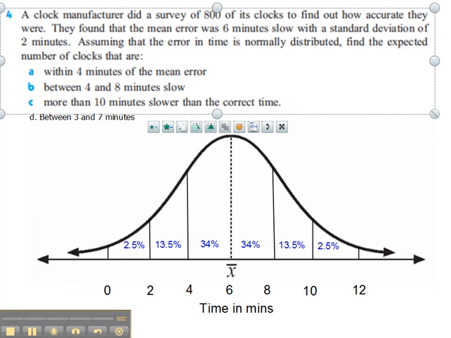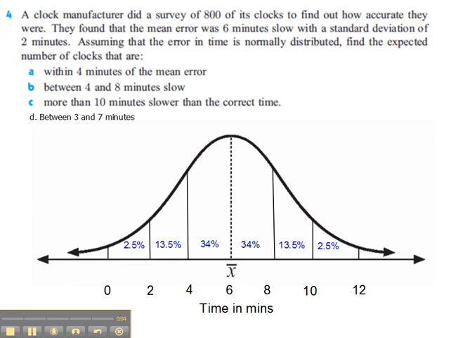Okay, so here we have another question on standard deviation. We read through it again. A clock manufacturer did a survey of 800 clocks to find out how accurate they were. They found the mean error was 6 minutes and the standard deviation was 2. Assuming that it's normally distributed, find the number of clocks that have the following errors.